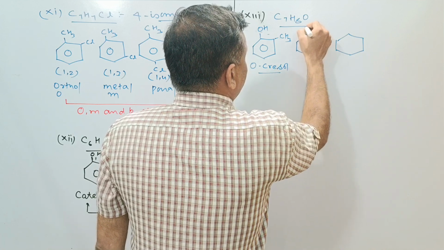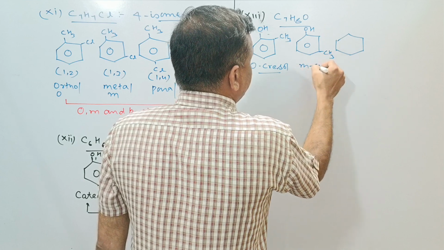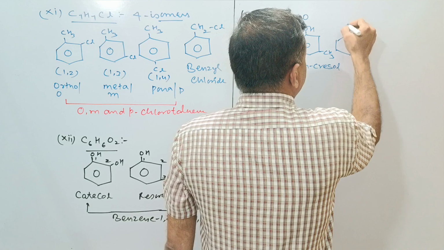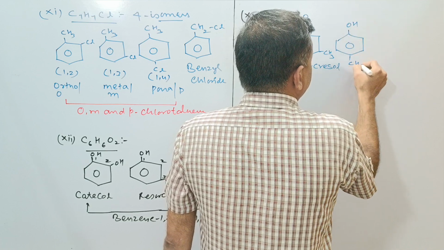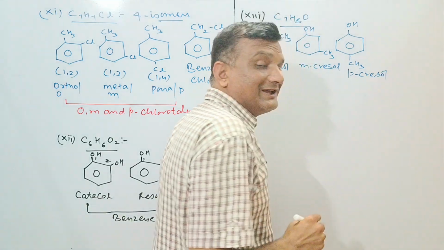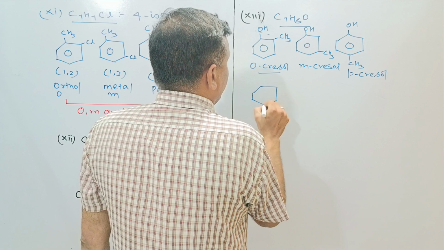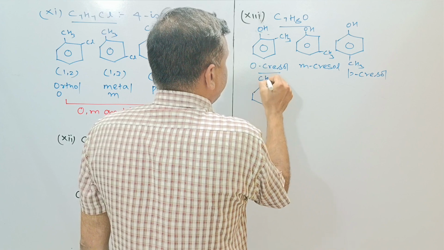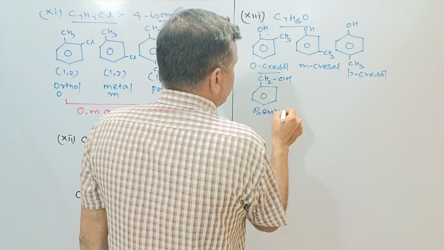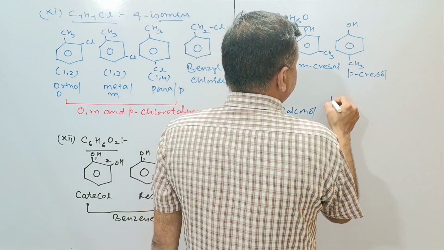If it is present at number 1 and 3 position, this is called m-cresol, and when it is present over 1 and 4 position, then it is called p-cresol. These are the position isomers. The functional group can also be a benzyl alcohol, CH2OH. This is your benzyl alcohol. And next is your 5th isomer.